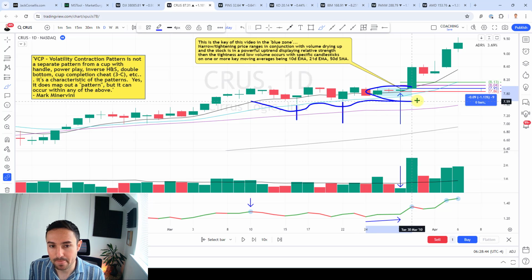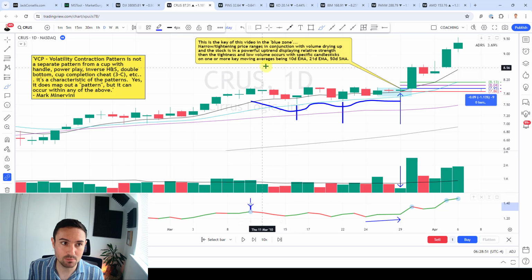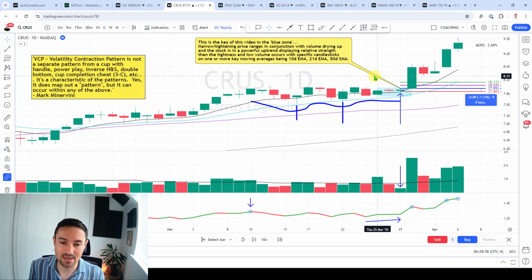But you see this blue zone. So this is the key. Stock is in an uptrend. It's displaying relative strength. This is the relative strength line. It's a free tool. Search my name on TradingView. You will find it, okay? It's this one right here. A lot of you asked me about the ADR percentage. It's this one here that you're going to see in a couple of minutes' time. But this is what you want to train your eye to.